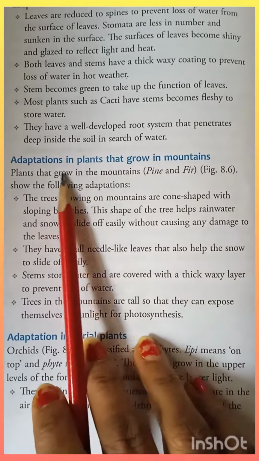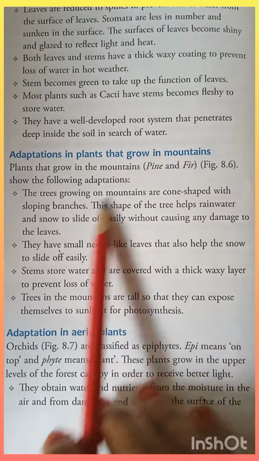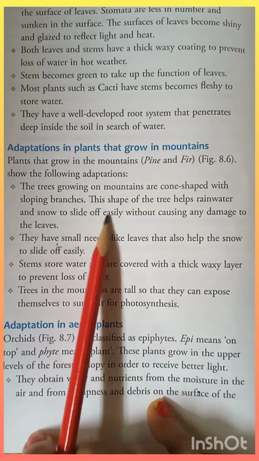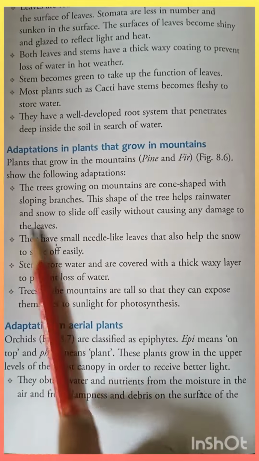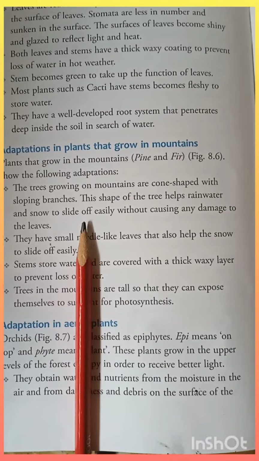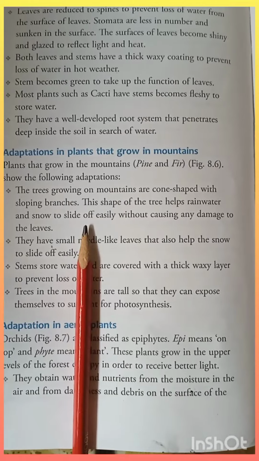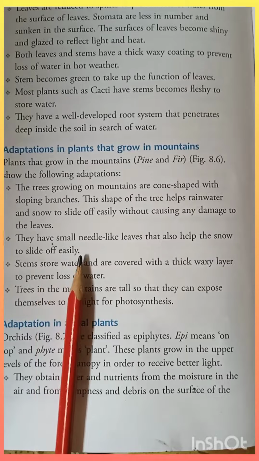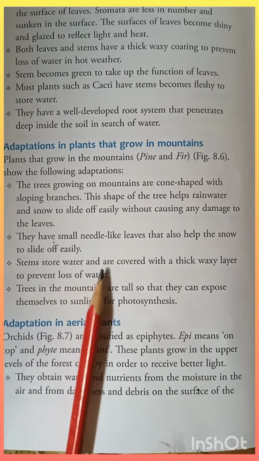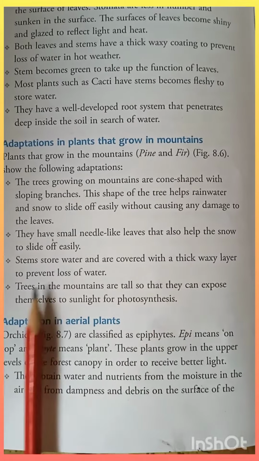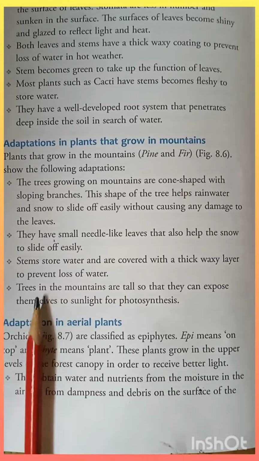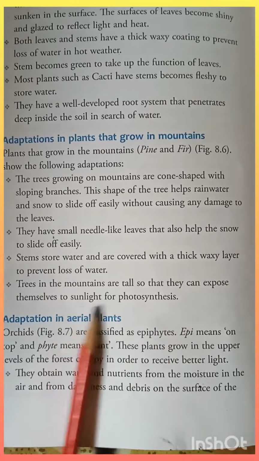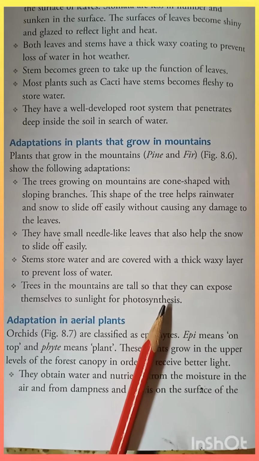Next comes adaptation in plants that grow on mountains. The trees growing on mountains are cone-shaped with sloping branches. This shape of the tree helps rainwater and snow to slide off easily without causing any damage to the leaves. They have small needle-like leaves that also help the snow to slide off easily. Stems store water and are covered with a thick waxy layer to prevent loss of water. Trees in the mountains are tall so that they can expose themselves to sunlight for photosynthesis.